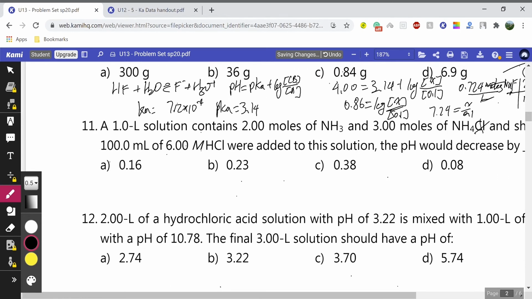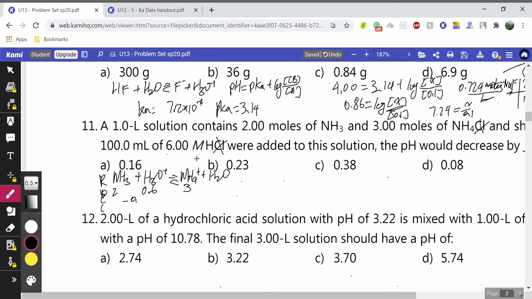Alright, to show the consumption of moles, let's first create an ICE chart, RICE. Then our equation will be NH3 plus our acid HCl, and the Cl will be a spectator ion, so H plus will turn into H3O plus, H3O plus forming NH4 plus and H2O. Now we're plugging in the moles: 2 moles of NH3, 3 moles of NH4 plus, and 6 molar times 0.1 liters will give you 0.6 moles.